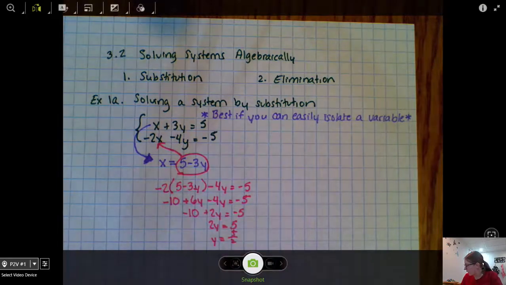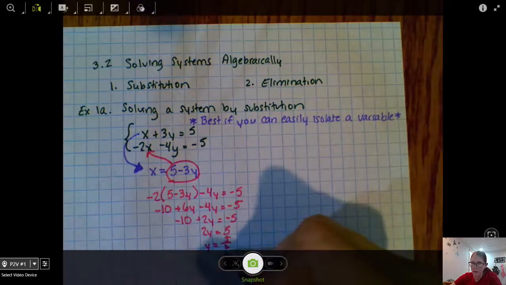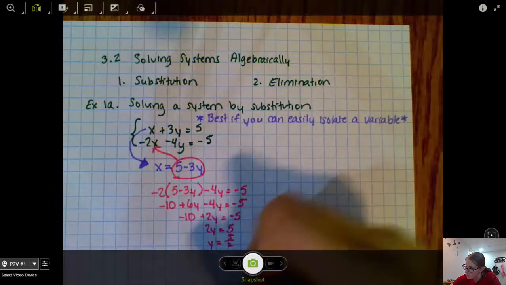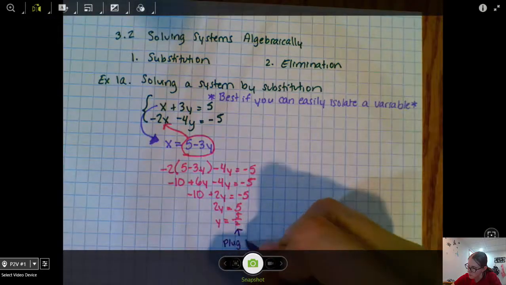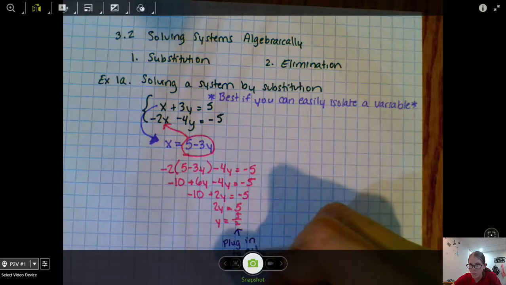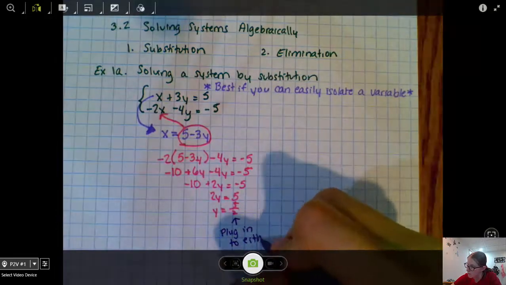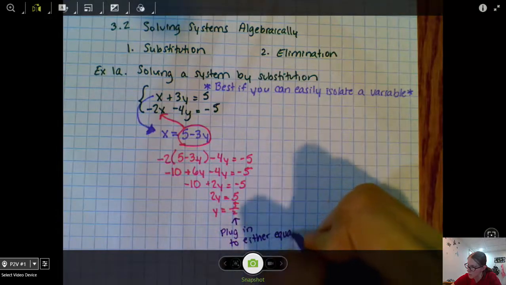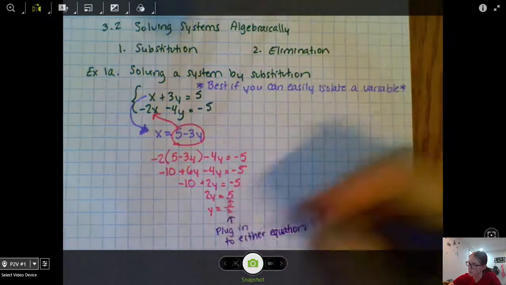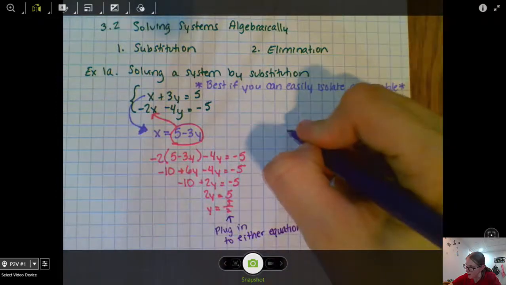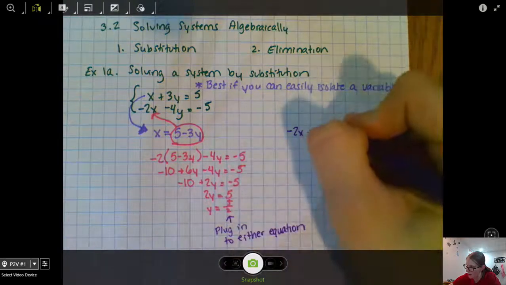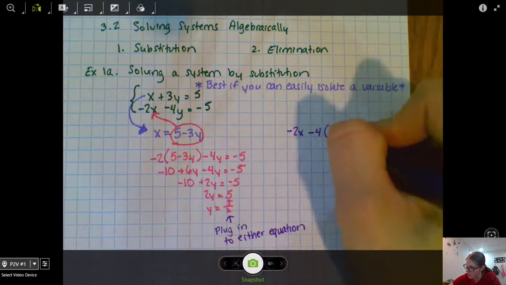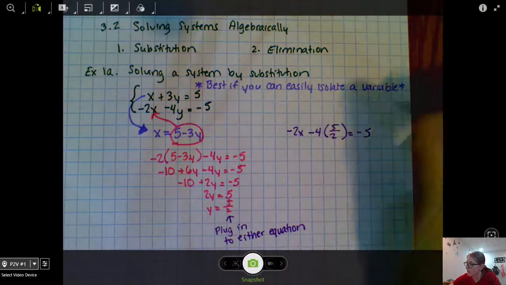So I will do that again in another color. Plug this in now. Plug into either equation. And I'll do that up here. And that gives me negative 2x minus 4 times y, which was 5 halves, equals negative 5.